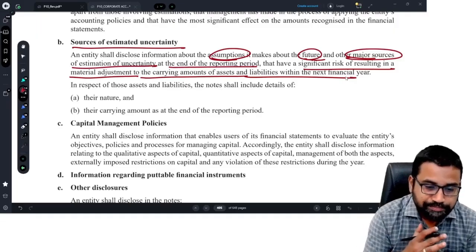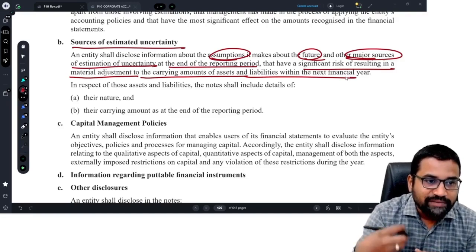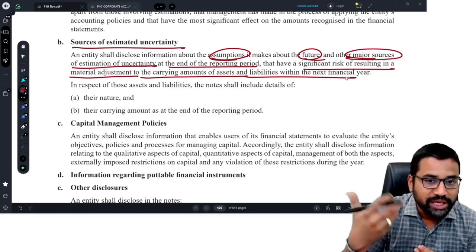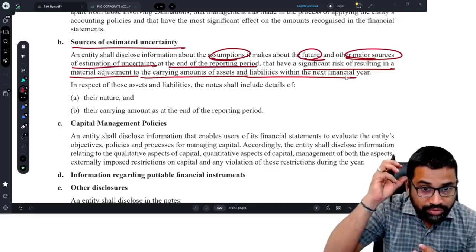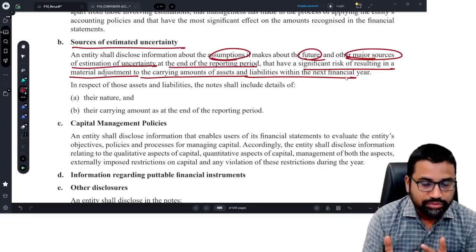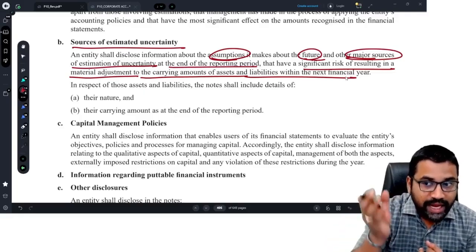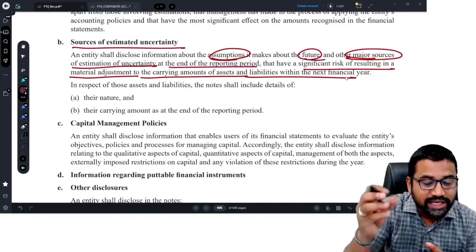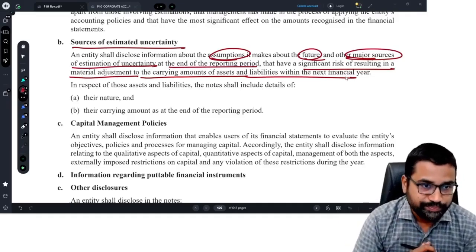Suppose, for example, there is a liability. Now, whether a liability will come or not, you don't know, but you are making an estimation, right? According to whatever assumption you are making right now, how much is the liability? And if that will be the liability, is it affecting the financial statement significantly? Then we need to disclose it.